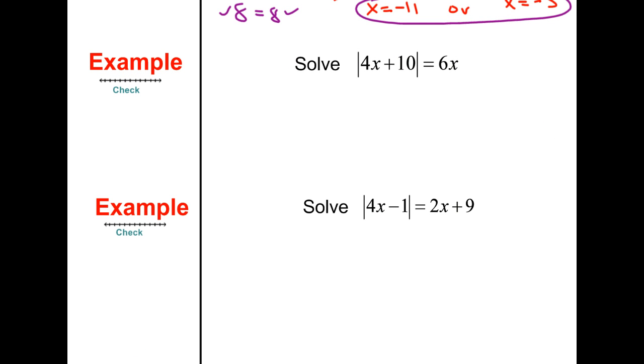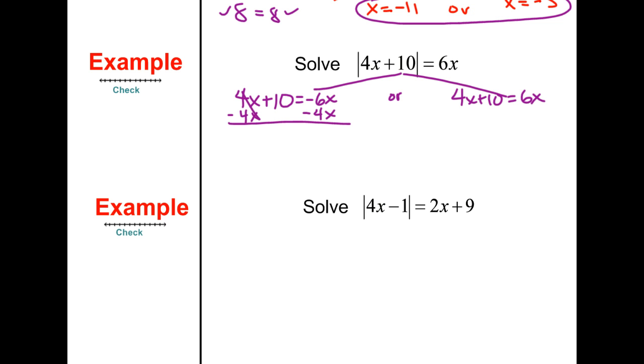Let's do this next problem. Let's check this guy out. This is where it's going to get much more important to check all your answers. So first thing is, let's split this up, and we have 4x plus 10. Instead of a number, it actually is going to equal negative 6x. Or 4x plus 10 equals positive 6x. So now again, I'm going to move the x's over to get rid of that. So I'm going to add 6x, negative 4x minus 4x. Those cancel out.